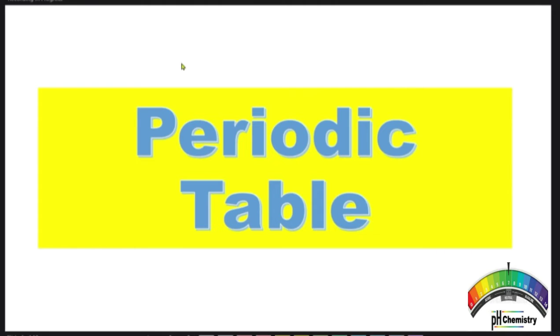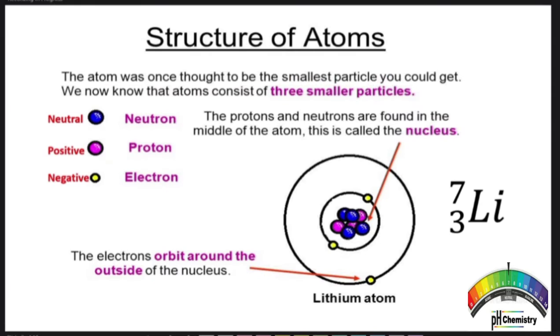In this video we are going to discuss the basics of the periodic table. So let's get started. First we will understand the structure of the atom. Once it was thought that the atom is the smallest particle, but now we know the atom consists of three smaller particles. First one is the neutron, then the proton and the electron.